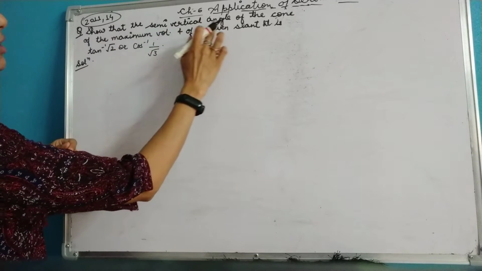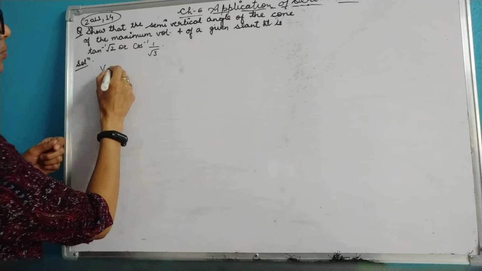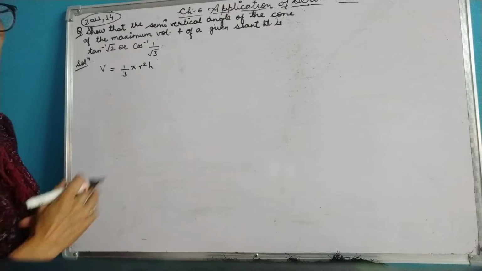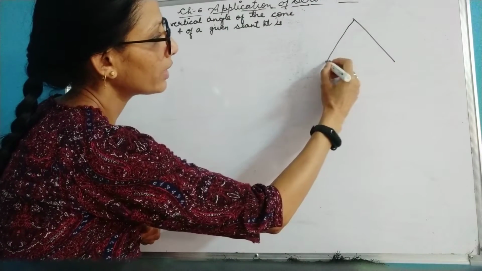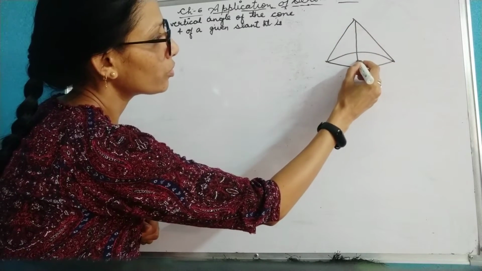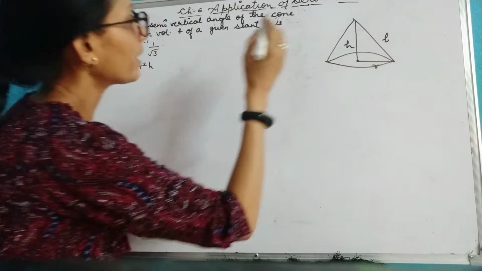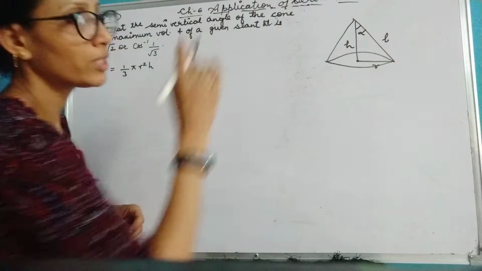Show that the semi-vertical angle of the cone of the maximum volume. We are talking about volume, so I will be writing 1 by 3 pi r square h, which is the formula for volume of the cone. We are talking about a cone, so let's draw a diagram. So say this is your diagram, this is your height, this is your radius, this is your slant height and semi-vertical angle. So let this be your semi-vertical angle.